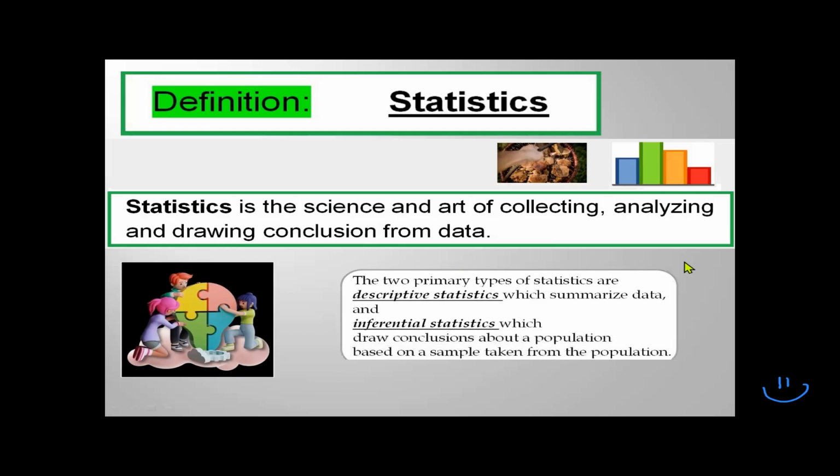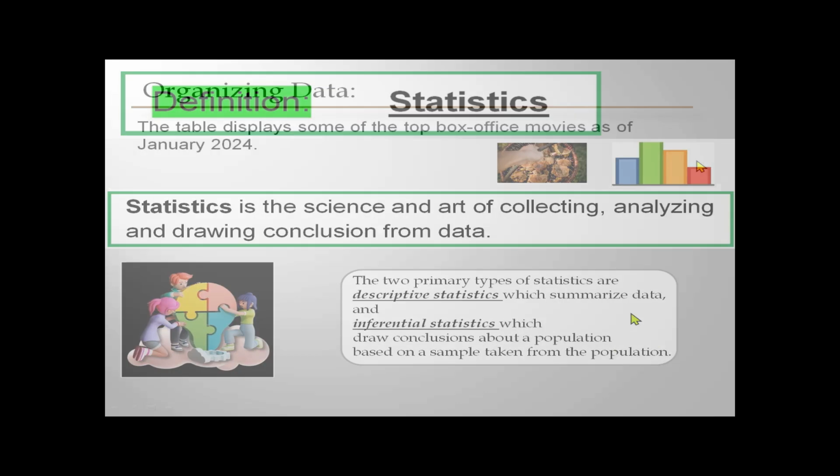There's generally two types of statistics. There's descriptive statistics, which summarize data. There's inferential statistics, which draw conclusions about a population based on samples taken from the population. We will talk about descriptive statistics and inferential statistics in far greater detail in other videos a lot later.